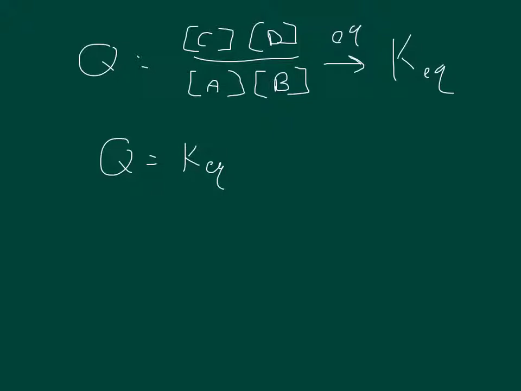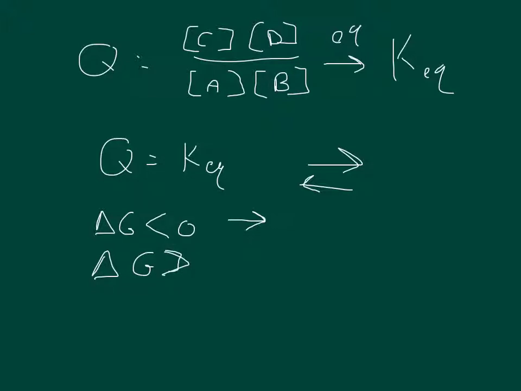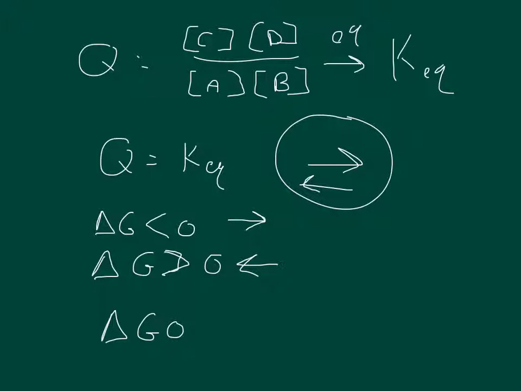Another interesting thing is whenever a reaction is at equilibrium, there is no net forward movement and there is no net backwards movement. So whenever delta G is less than 0, there's forward movement. When delta G is greater than 0, then there's backward movement. So in order to have no net forward movement and no net backward movement, delta G would equal 0. So delta G would equal 0 whenever the reaction is at equilibrium.